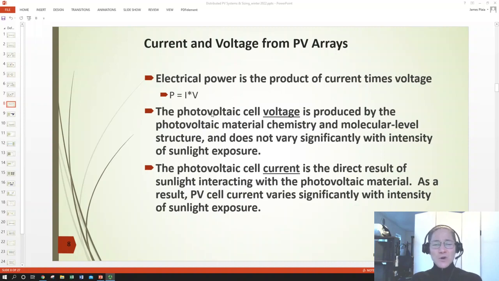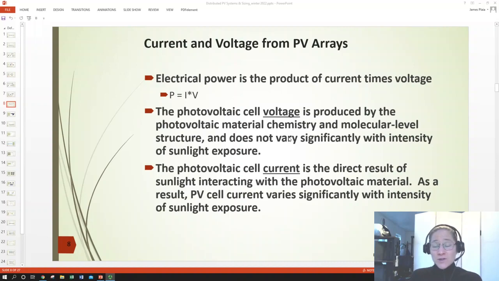Because, as we'll discuss more, a photovoltaic cell's voltage is fixed by the chemistry of the PV cell material itself. Effectively, you can think of it that way, and it doesn't vary with sunlight. So you can give it all the photons in the world, lots of intense sunlight, and that cell voltage is going to stay relatively constant. The current will increase. So you can think of it as one photon gives you one increment of current.